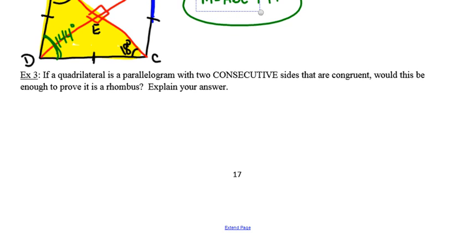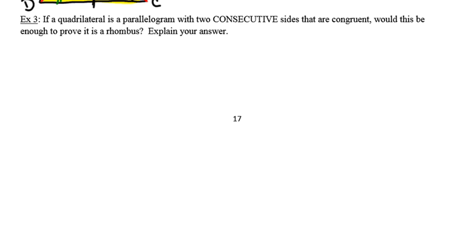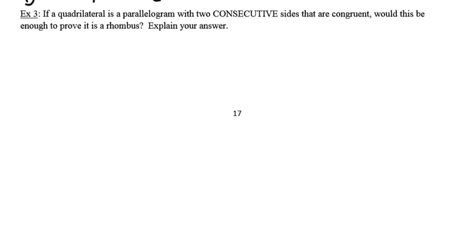All right, last one for this video. Number 3 says, if a quadrilateral is a parallelogram where 2 consecutive sides are congruent, is this going to be enough to prove that it's a rhombus? And explain your answer. Well, let's go ahead and take a quadrilateral that's a parallelogram.